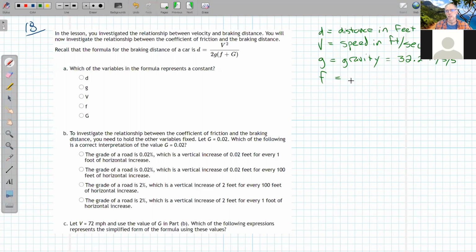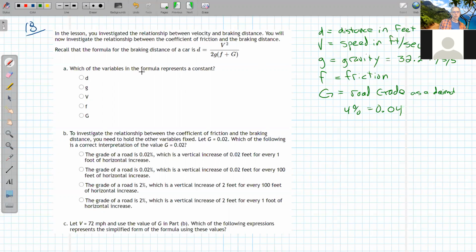F is friction. And that depends on the road, the weather, and the tires. And then G is the slope of the road grade. And it's usually stated as a decimal. And for this formula, it has to be stated as a decimal. So we might say a road grade is 4% in this formula. For example, 4% would have to be entered as 4 hundredths. Percent means divide by 100.